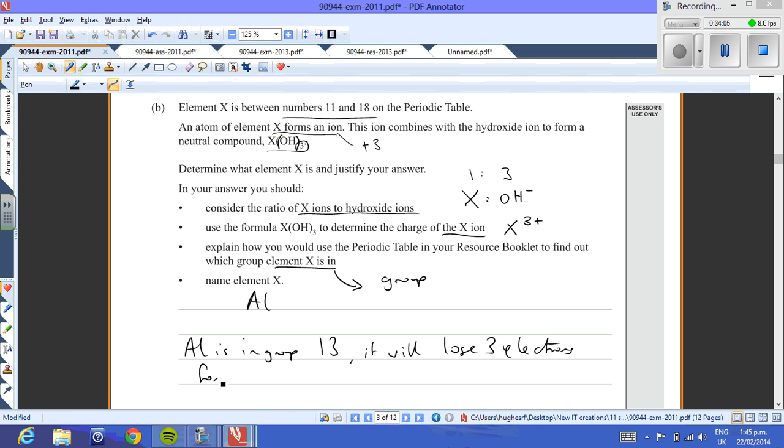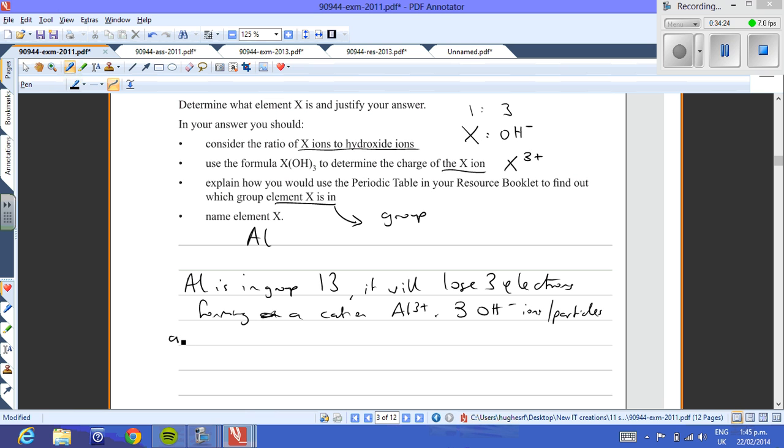It will lose 3 electrons, forming a cation, Al3+. 3 hydroxide ions or particles are needed to combine with 1 Al3+ ion in order to form a neutral ionic compound.